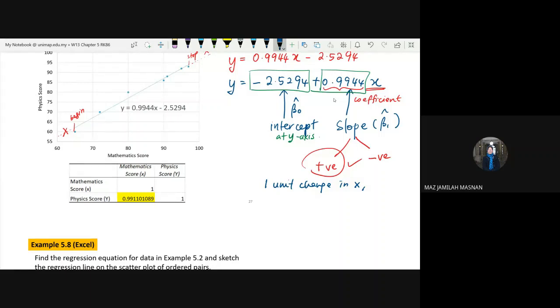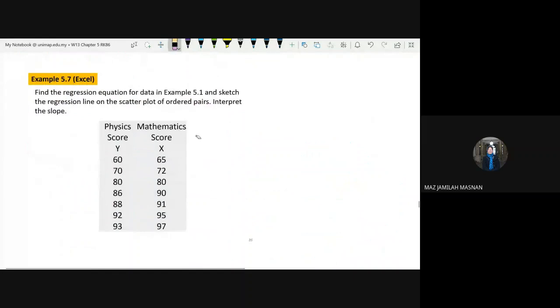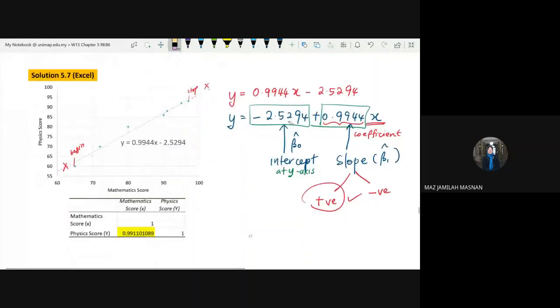How would I say it? Should we put the question just now? Okay, interpret the slope. So the slope is this one. Okay, so we are interpreting the slope.